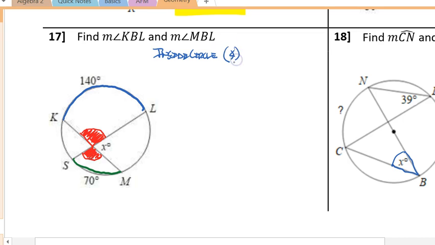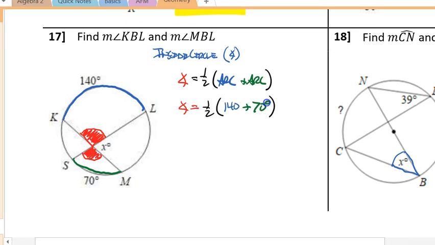specifically looking for an angle inside, we know the formula of an angle is equal to 1/2 of me adding my arcs together. Arc plus arc. So filling in the relative information, we don't actually know what the angle is equal to, but we know the two arcs. So we would do 140 plus my 70. Simplifying that down gives me an angle measure equal to 105. So angle KBL is equal to 105 degrees.